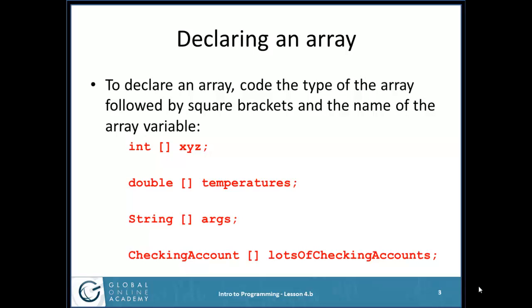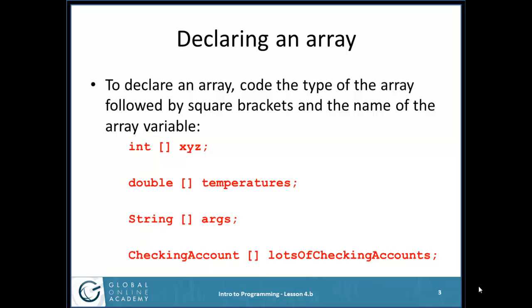To use an array, just like to use an object or an int or a boolean, we have to declare it before we can use it. To declare an array, we code the type of the array followed by square brackets, an open and a closed square bracket with nothing in between them, and the name of the array variable. Here are 4 examples. int[] XYZ says, I'm going to have a variable called XYZ. What's going to be in XYZ? It's going to be an array of integers.